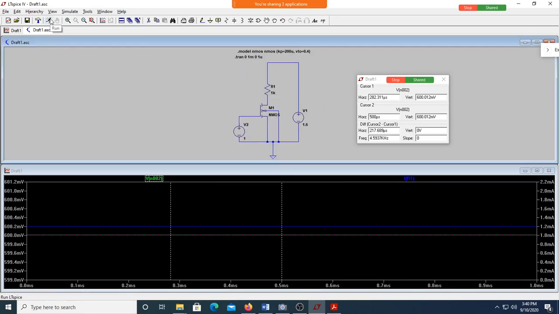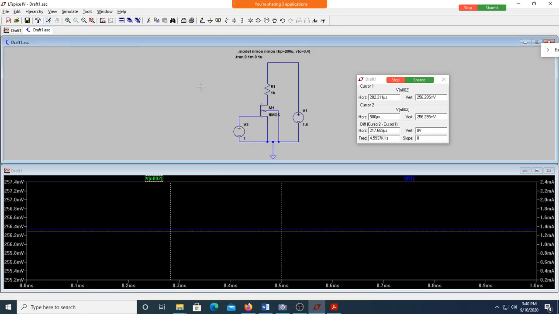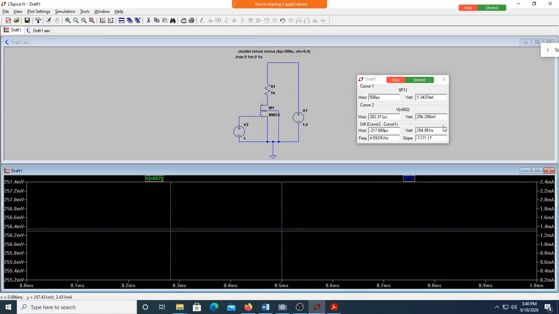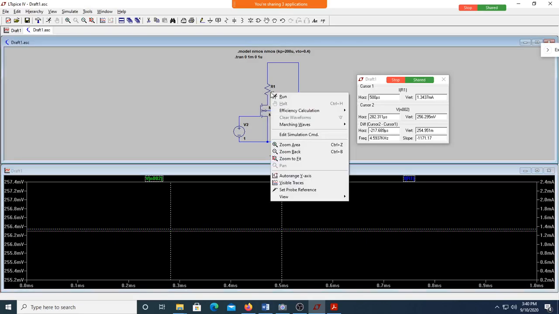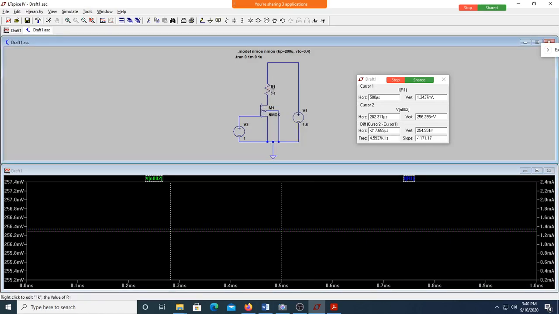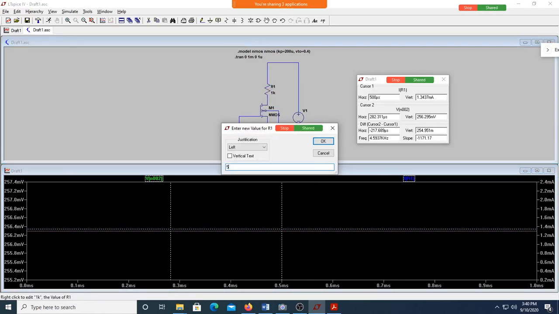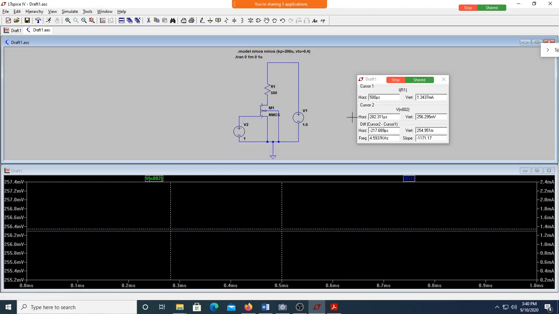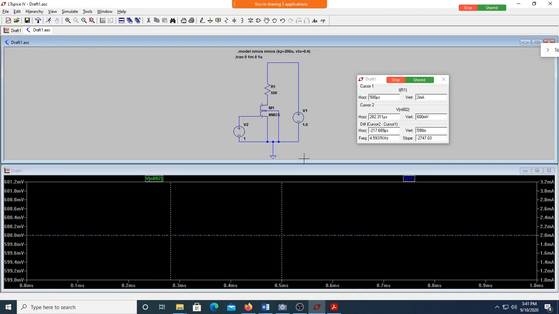If I run it, current should be 2 milliampere, no? Can you see this is 2 milliampere? Okay, sorry, this should be 500 ohm. Resistance should be 500, no? Yes, sir. This is 500. Now if I run it, can you see the current is 2 milliampere?